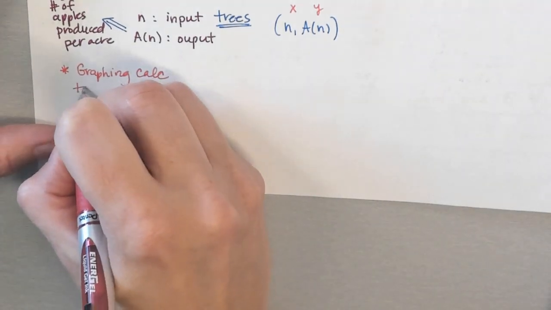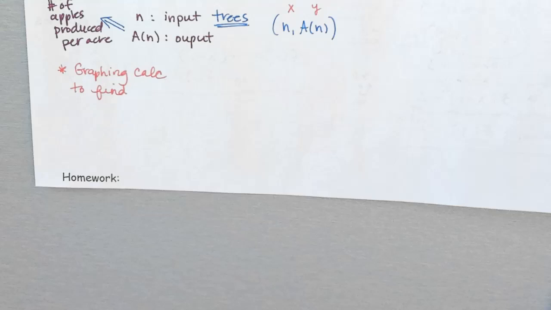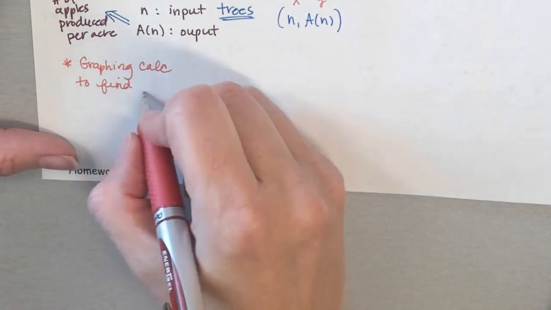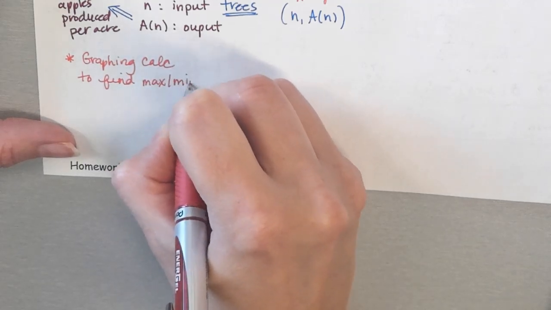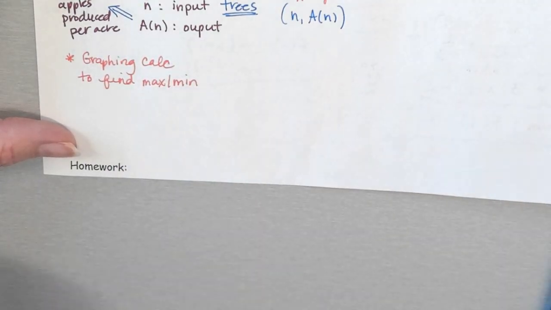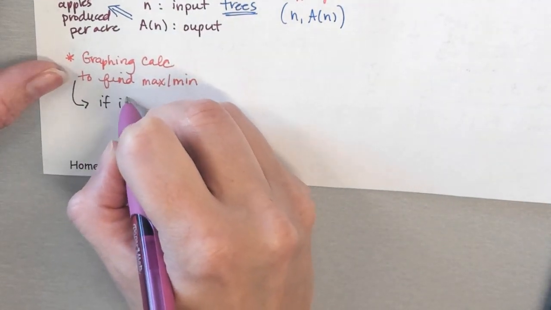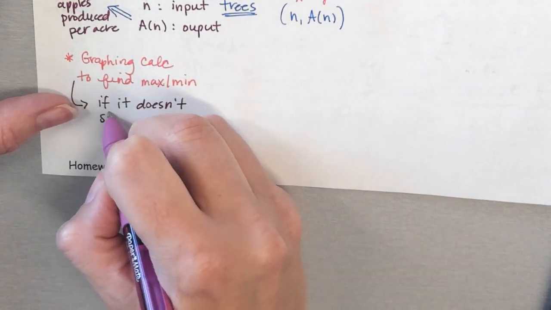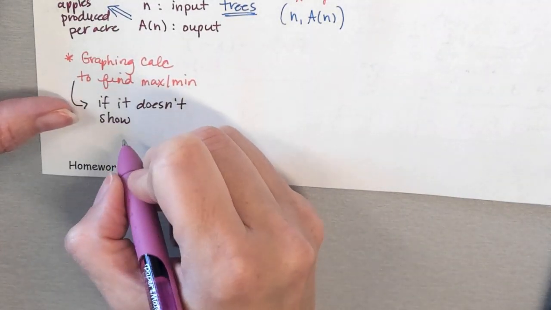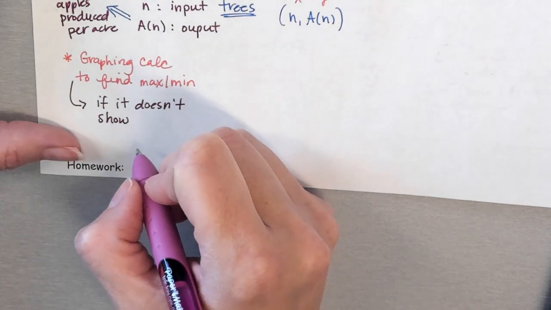Yep, you could. The only thing with that is you might not be able to see it on your window. If you plug that into your graphing calculator and it doesn't show on your window, it might not even say error. You just might not be able to see that. You can adjust your window.